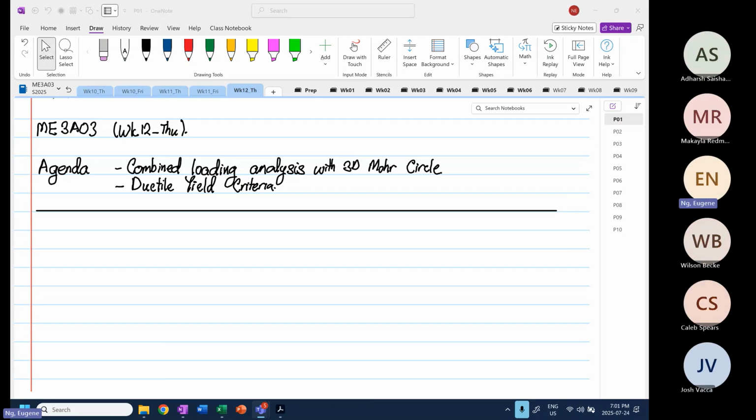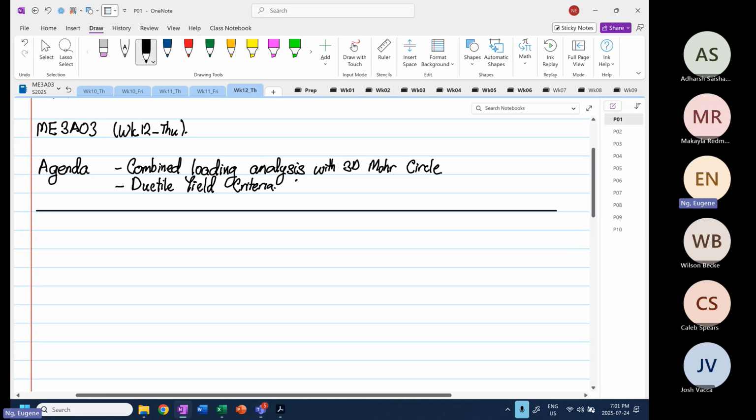We have another week of lecture to go. Today I intend to do a combined loading analysis with 3D Mohr's circle, and then we are going to go through the last topic, which is on ductile yield criteria. Because of time constraints, I'm just going to teach one criterion. Usually I teach two, but I'm going to focus on one.